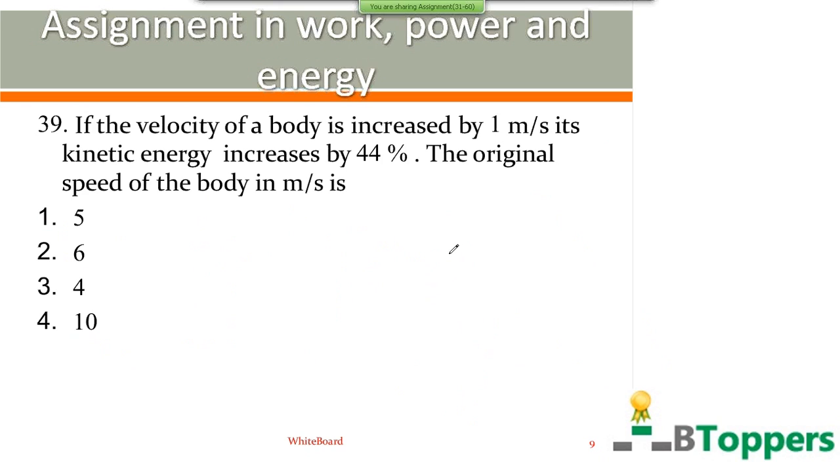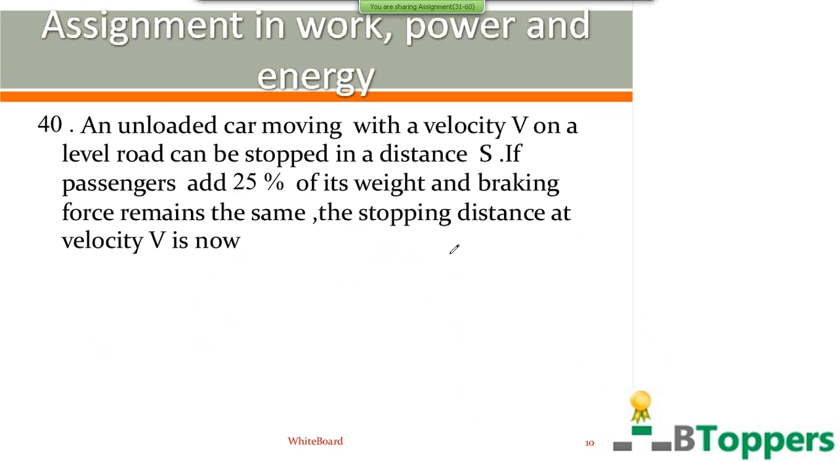So for question number 39, first option is the answer. Next, look at the question number 40 here. An unloaded car moving with velocity v on a level road can be stopped in a distance s. The passengers add 25% of its weight and braking force remains the same. The stopping distance at velocity v is now.